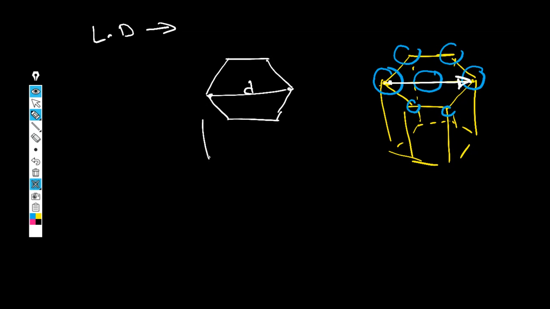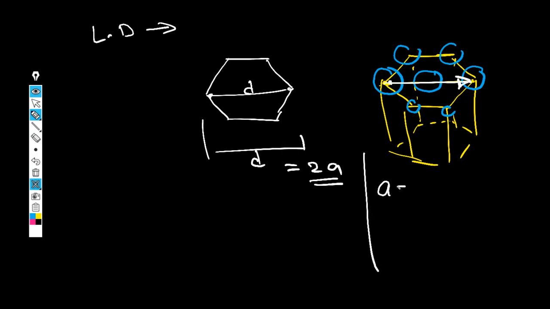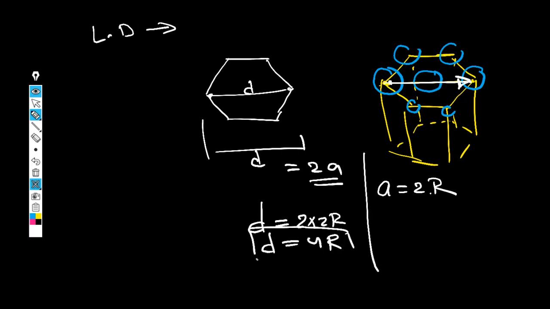This is D. D is equal to 2A. So the distance is given here. And what is the relation between A and R? And I think for hexagon, A is equal to R. So I can say D is equal to 2 multiplied by 2R, it will be 4R. So the distance is given.